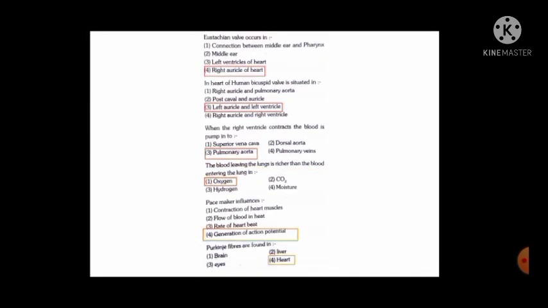Pacemaker influences generation of action potential, which is SA node. Purkinje fibers are found in heart for carrying the electrical impulse conducted from SA node.